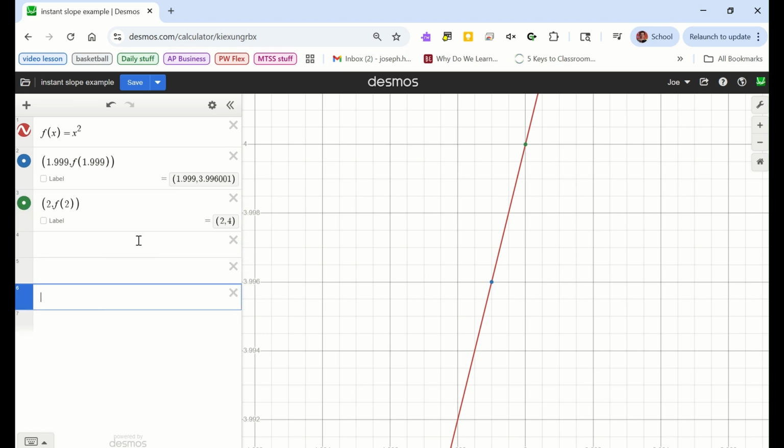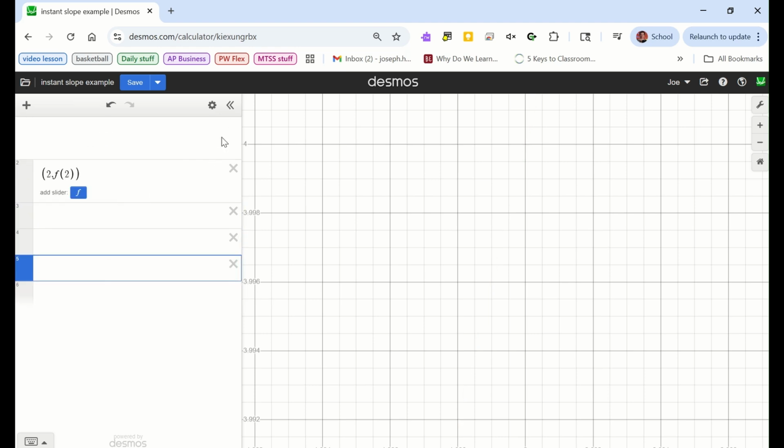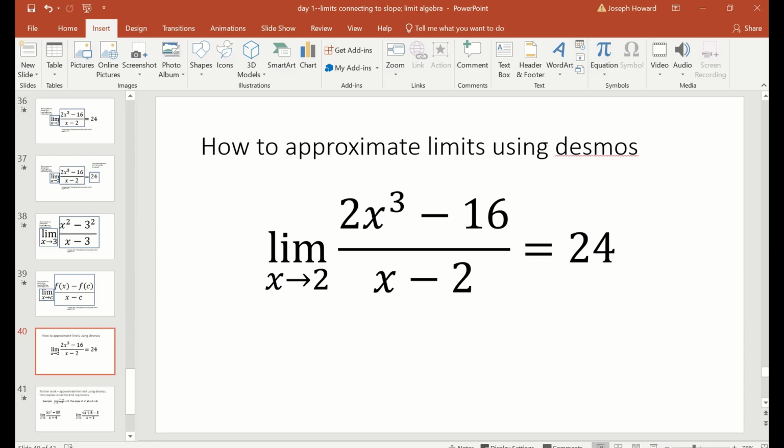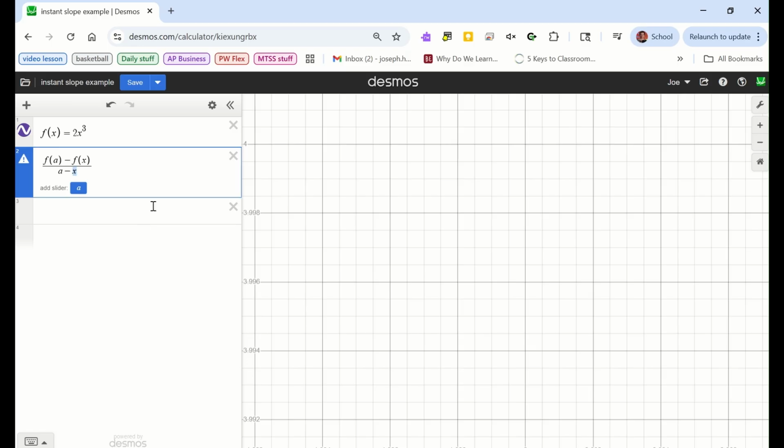And we are just going to reset everything here. So we're going to go f of x equals 2x cubed. That's our function, right? To find the average rate of change of 2x cubed at any x value, we want to use some kind of sliding value. So we're going to do f of a minus f of x over a minus x, okay? Now the x value is going to be the x that's plugged in our example, which is 2, so we're going to change that to 2.